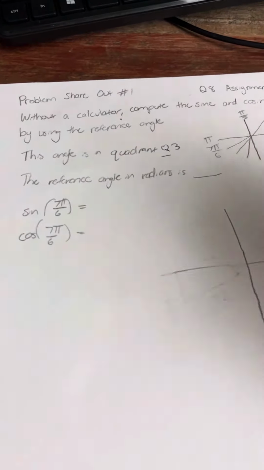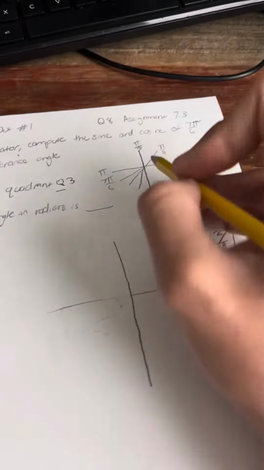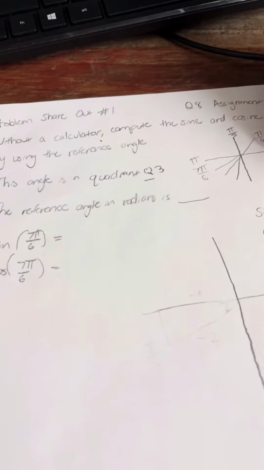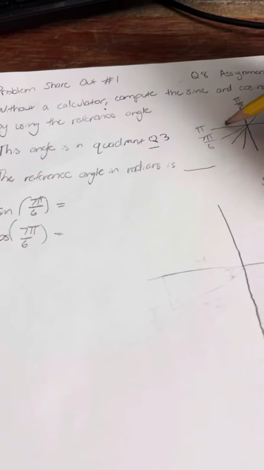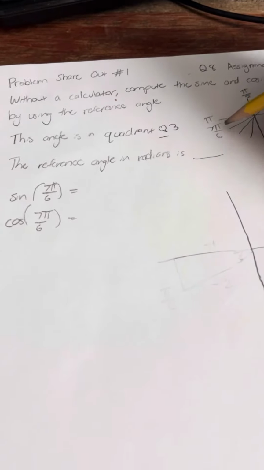And if we look at the reference angle in radians, we're going to come around quadrant 1, quadrant 2, and then we're going to go down to 7 pi over 6. And then we're going to draw the reference angle all the way back to the closest part right here. And we're going to find a reference angle of pi over 6.